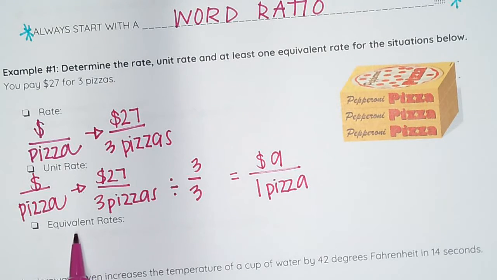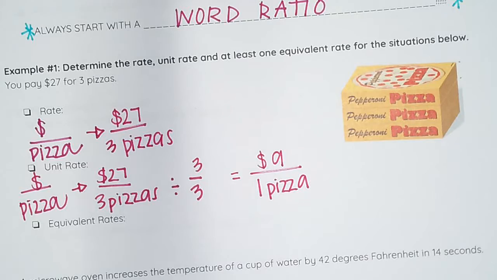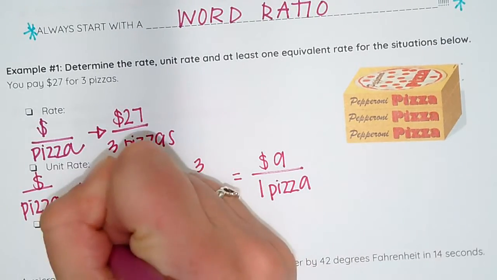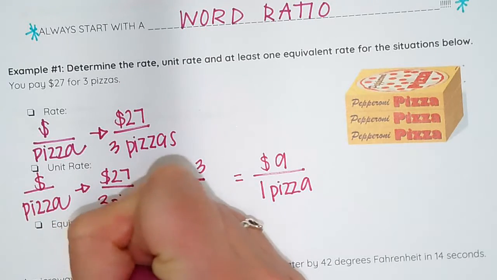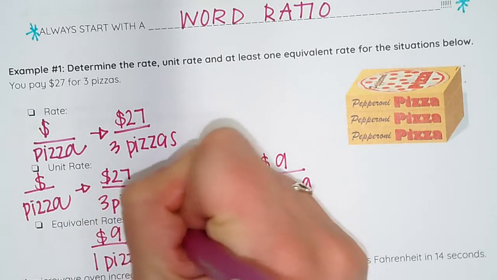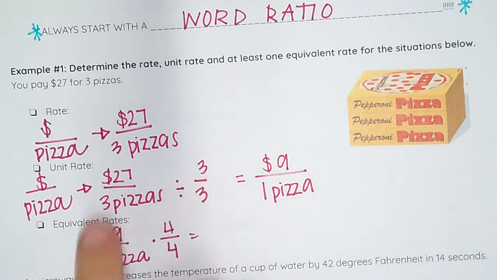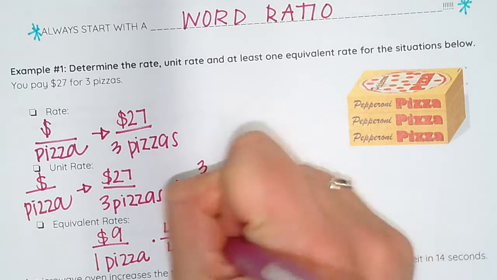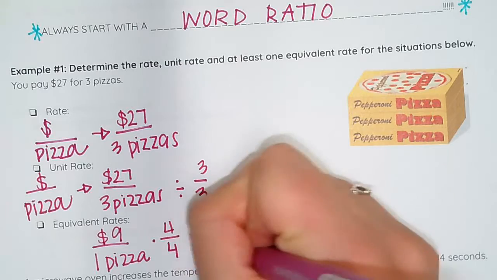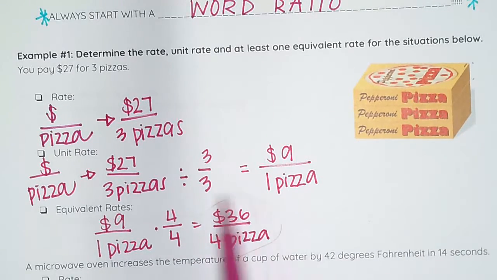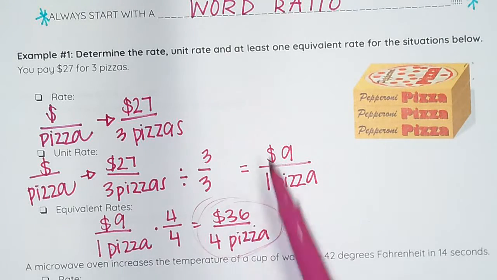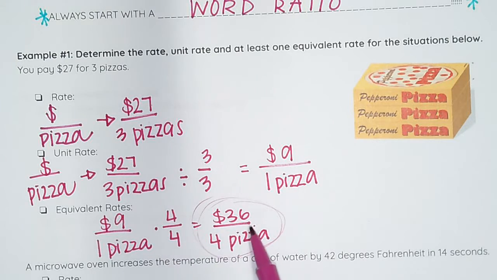So for example, if I was hoping to, like I said before, buy 4 pizzas, I could take my unit rate now, $9 and one pizza, multiply them both by 4, getting me 9 times 4 is 36. So if I want 4 pizzas, I would pay $36. So this is an equivalent rate because the unit rate is the same. So $27 to 3 pizzas and $36 to 4 pizzas are equivalent.